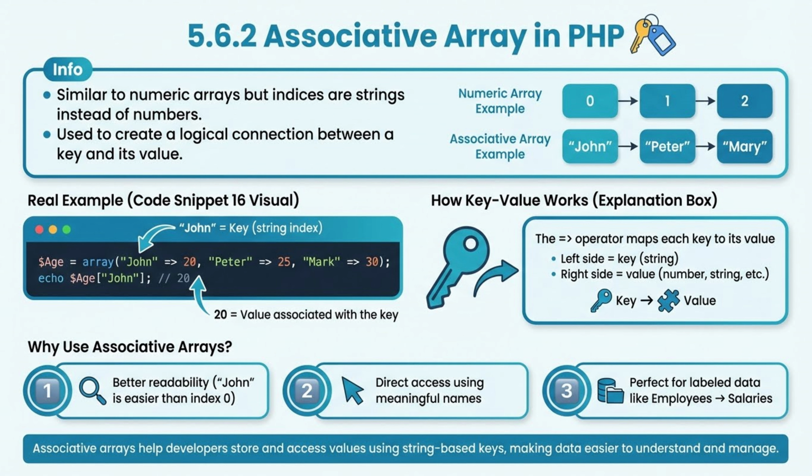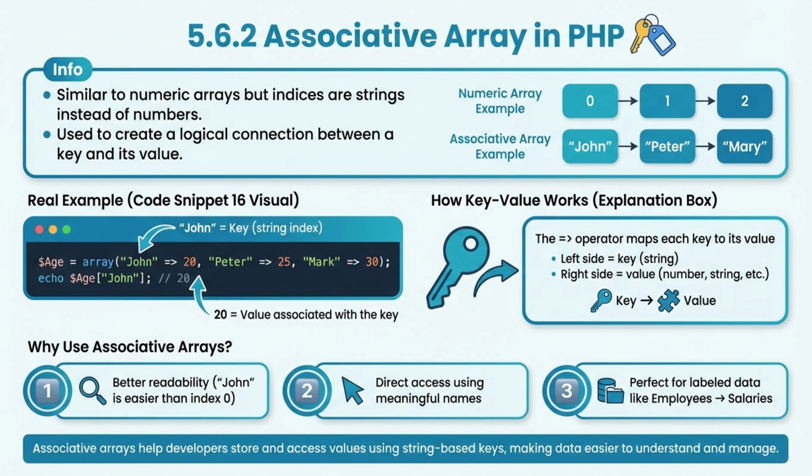Associative arrays are especially useful because they greatly improve clarity and readability in your code. For example, accessing $age['John'] is far easier to understand than using $age[0], where you have to remember what index 0 represents. This simple improvement helps reduce errors and makes your code more understandable for both you and other developers who may read it later. Associative arrays also allow direct access using meaningful names, which is extremely helpful when working with large datasets.